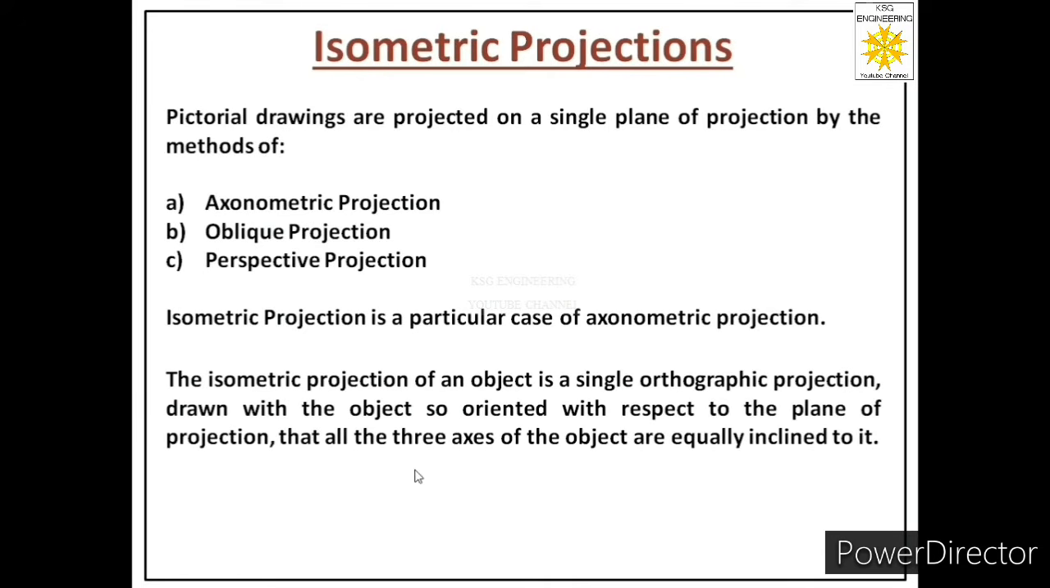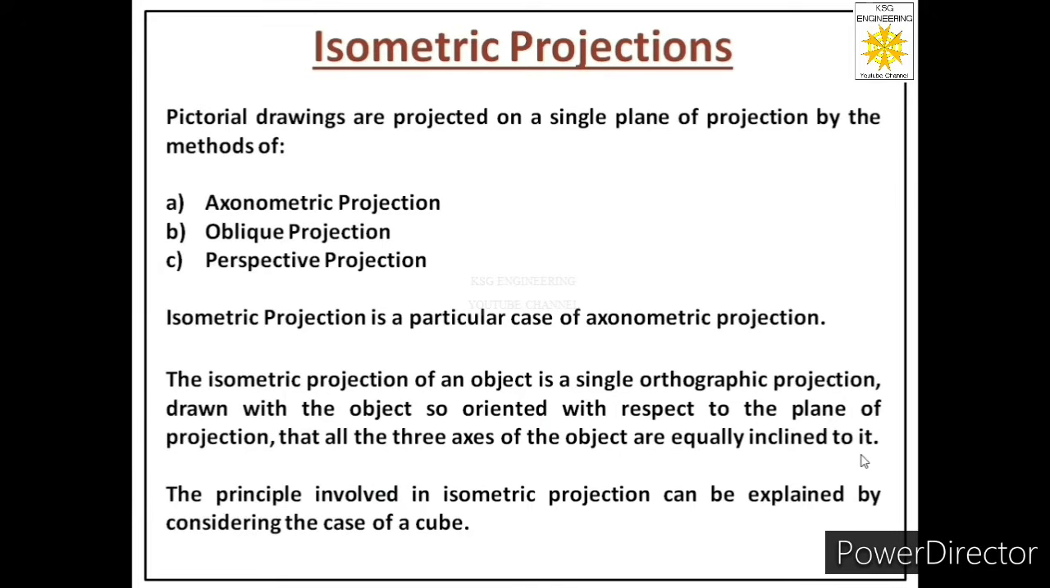So if we have to define isometric projection, we will say the isometric projection of an object is a single orthographic projection drawn with the object so oriented with respect to the plane of projection that all the three axes of the object are equally inclined to it. Now this is a very important definition. We will understand it through an example. The principle involved in isometric projection can be explained by considering the case of a cube. So we will understand this definition and the principle of isometric projection through the example of a cube. So let us understand that now.